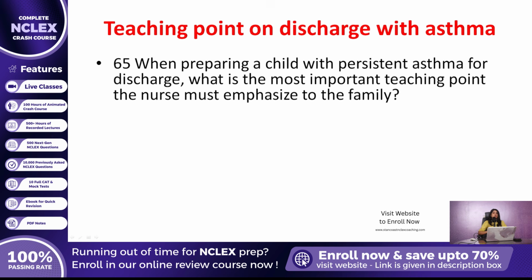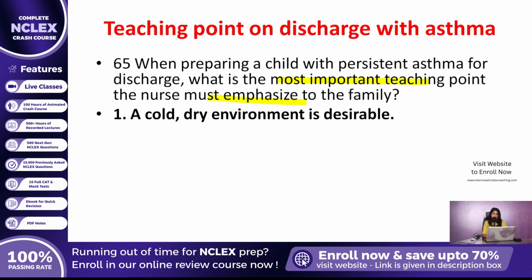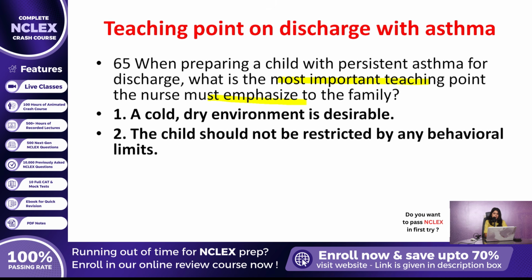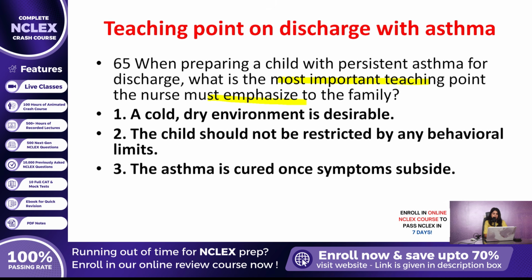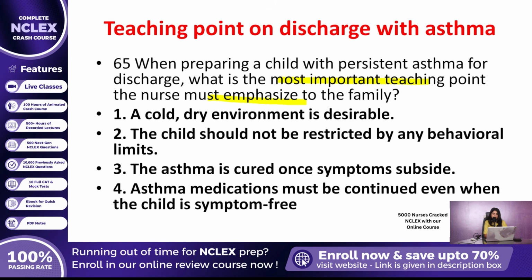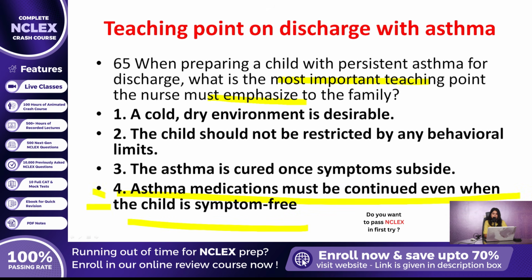Now, let us move on to the next important question regarding pediatric discharge education. The scenario 65 is, when preparing a child with persistent asthma for discharge, what is the most important teaching point the nurse must emphasize to the family? The options are, a cold, dry environment is desirable. The child should not be restricted by any behavioral limits. The asthma is cured once symptoms subside. Asthma medications must be continued even when the child is symptom-free. The correct answer is option 4. Asthma medications must be continued even when the child is symptom-free.